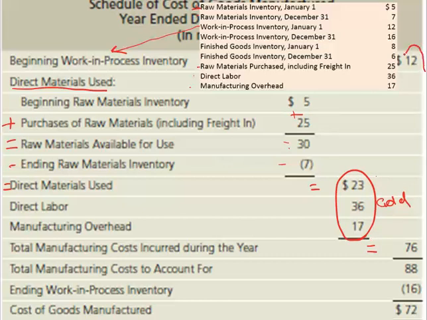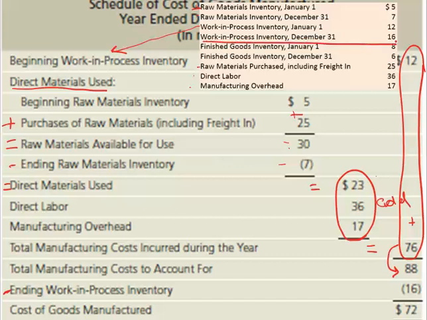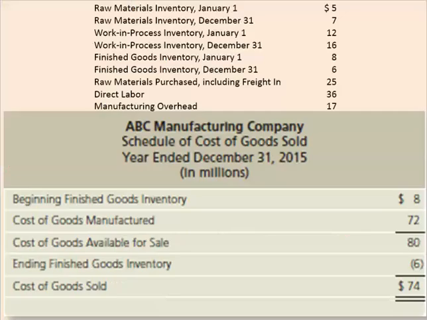Now we take the $12 and the $76 and we add those two together. And that gives us our total manufacturing cost to account for. Subtract our ending work in process, which is given to us up here, ending work in process, $16. And that gives us ultimately our cost of goods manufactured of $72. Okay, so remember that $72 cost of goods manufactured, because we're going to need that now when we move on and do our cost of goods sold.